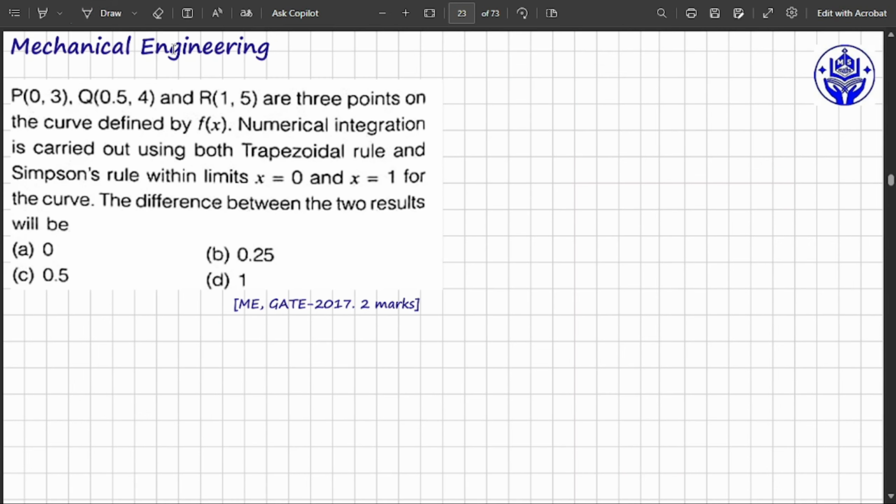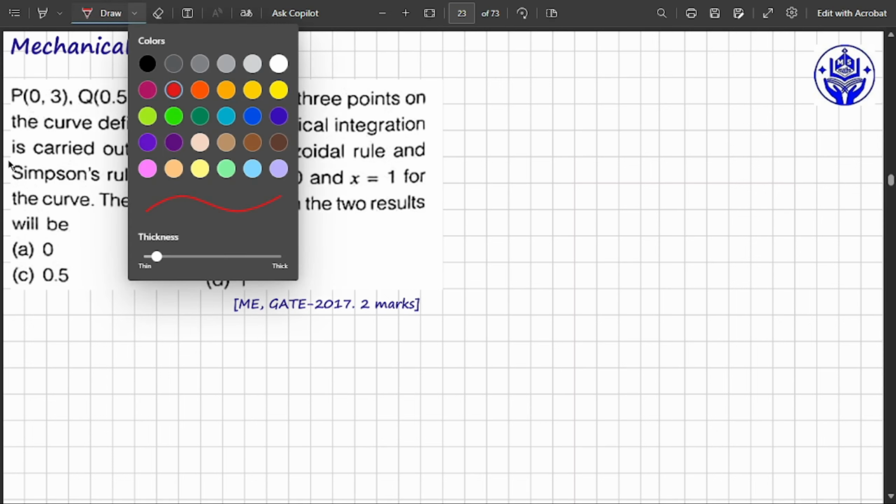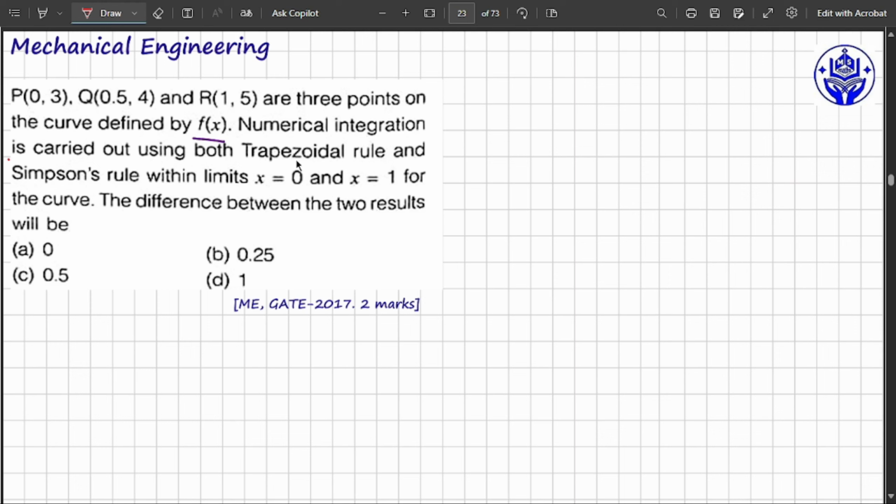Okay, so next we have to calculate the integration. P(0, 3), Q(0.5, 4), and R(1, 5) are 3 points on the curve defined by function f of x. Numerical integration is carried out using both the trapezoidal rule and Simpson's rule within the limits x = 0 to 1 on the curve. Find the difference between the results.